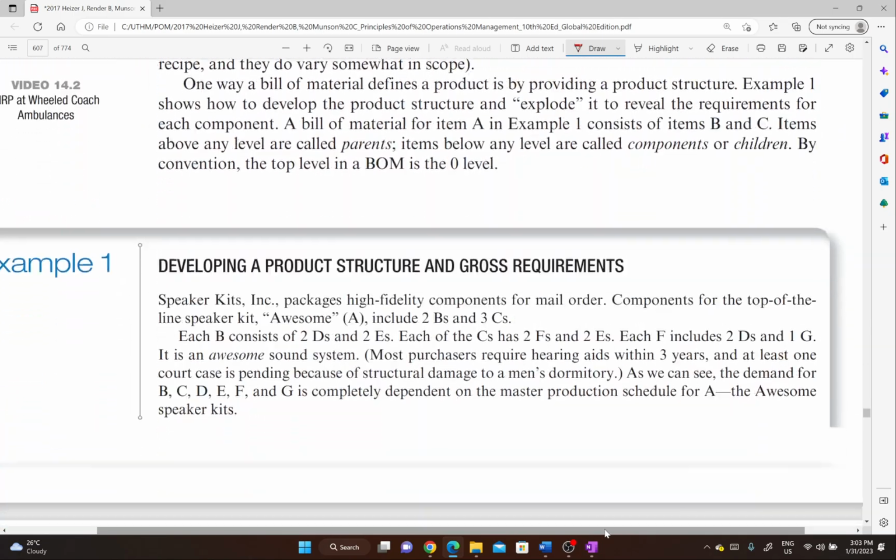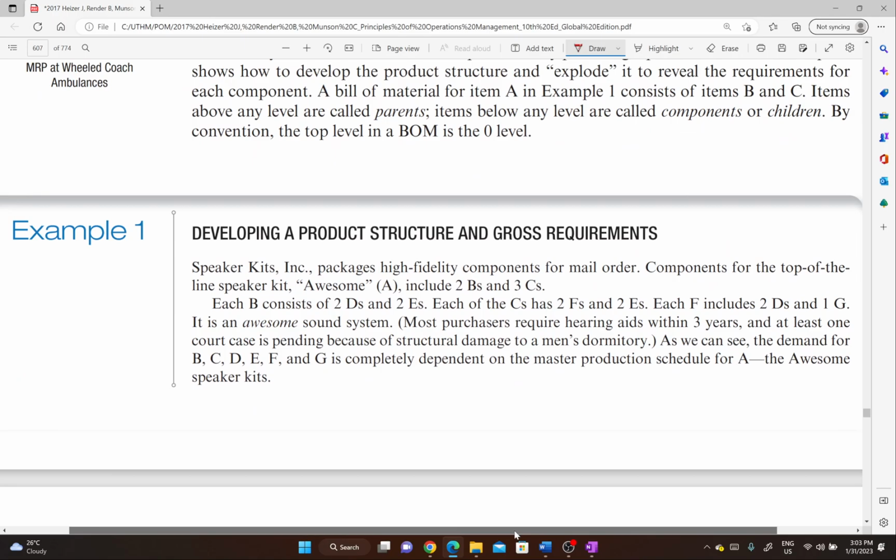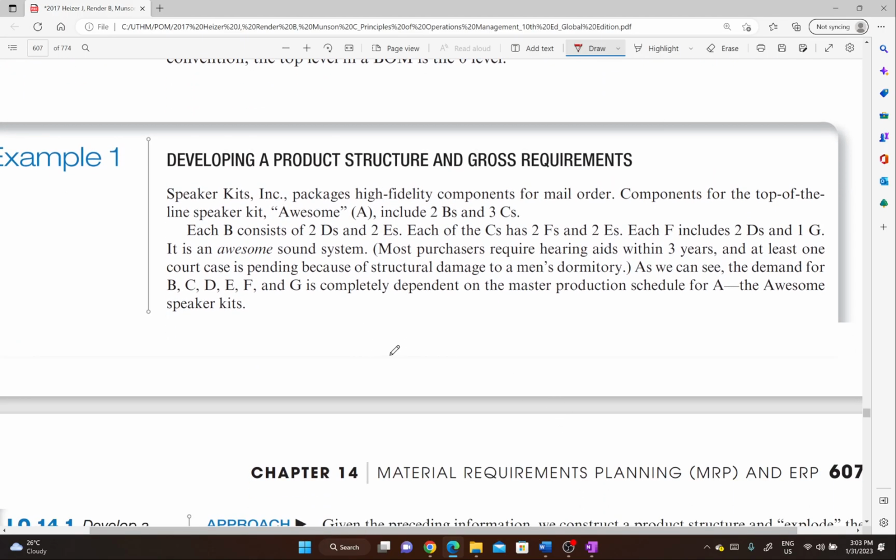For product structure, I want you to go through this example first. Read this example first, just go through this. So this company is going to develop speaker kits. This is a speaker kit company that packages things. They're going to come out with some sort of awesome speaker.